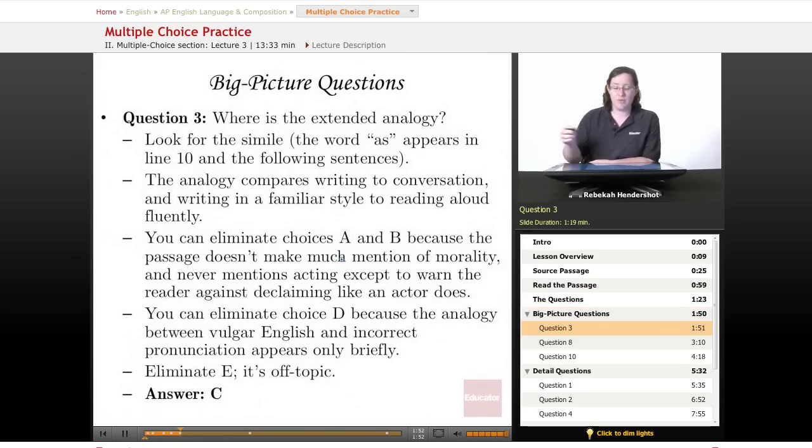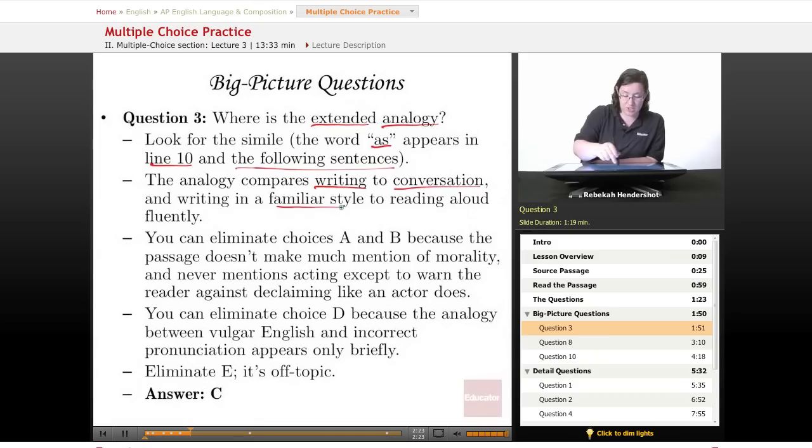So question 3 is asking for an extended analogy in the text. So you go back and you look at the text, what analogy does the author use at great length? Look for the simile. That's the hint for analogies. And now remember, you may know this from English class, the word simile is a comparison using like or as. In this case, you're looking for the word as it appears in line 10 and the following sentences. So that's your clue to where your extended analogy can be found. The analogy, as it happens, compares writing to conversation and writing in a familiar style to reading aloud fluently. So there's your analogy. You want an answer that aligns with that concept.